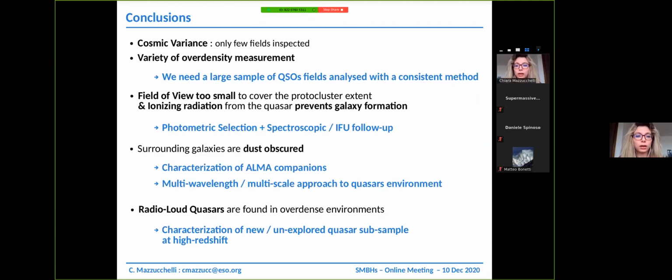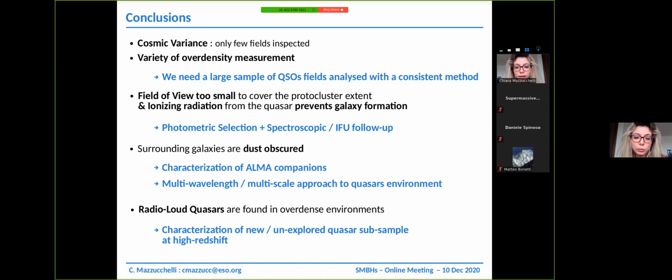So again, these are my conclusions. I think the environment of high redshift quasars is a very interesting and still very open puzzle, and we still have very different directions in which we can tackle it, such as, for example, having a much larger sample of quasar studies in a more consistent way, or focusing on fields but obtaining multi-wavelength and multi-scale characterization.